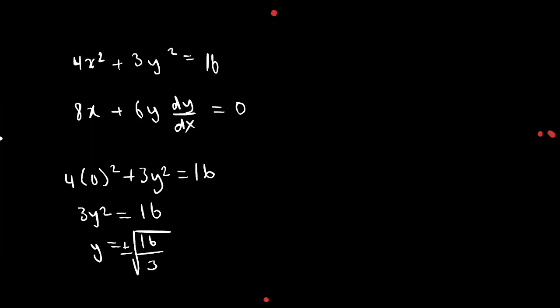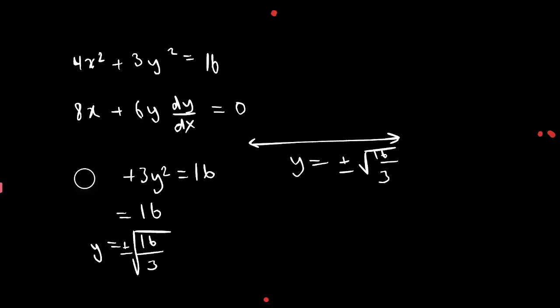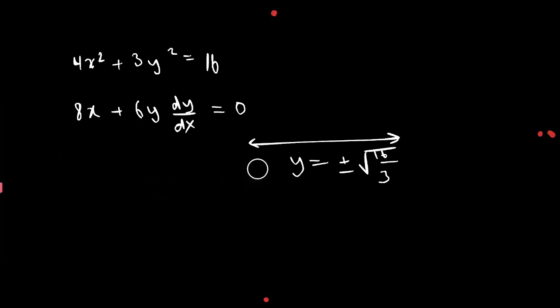All right. And again, we know that a horizontal line is in the form y equals something. So y equals, in this case, plus or minus the square root of 16 thirds. That is the equation of this tangent line, specifically, this horizontal tangent line.